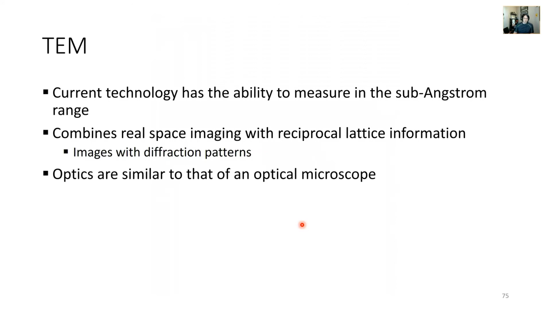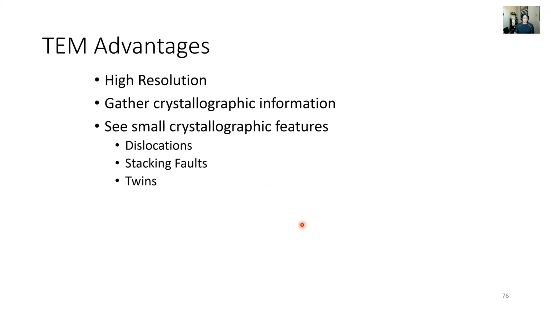So kind of summarizing this stuff, so TEM, current technology has the ability to measure in the sub-angstrom range. We're combining real space imaging with reciprocal lattice information, so we're combining images with diffraction patterns. As I said before, the optics are similar to that of an optical microscope, so we kind of saw that before. It's kind of an inverted biological microscope.